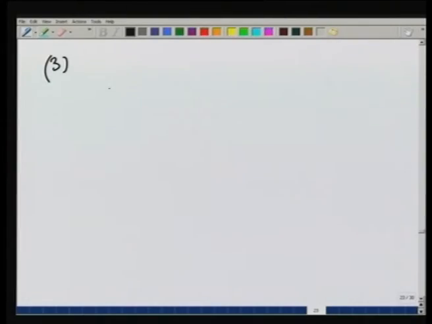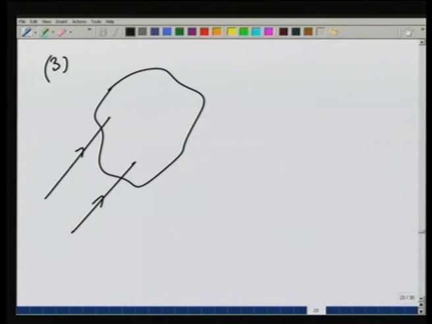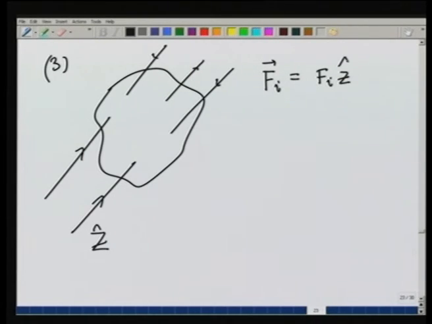As a third situation, let us take forces which are all parallel. Since they are all parallel, let us take that direction along which they are acting as the z direction again. So, all forces F i vector can be written as F i times the unit vector that we have been using, k.